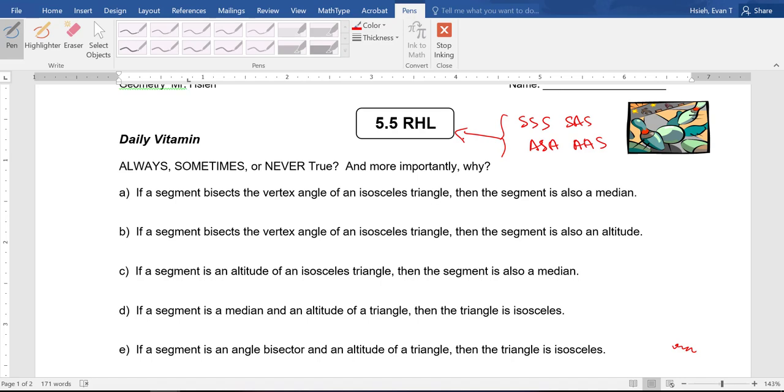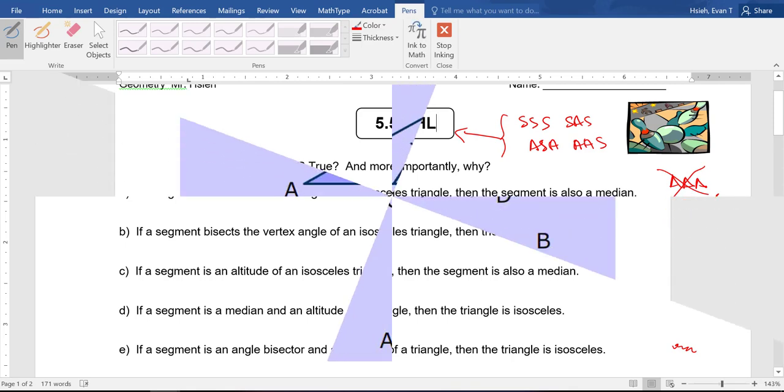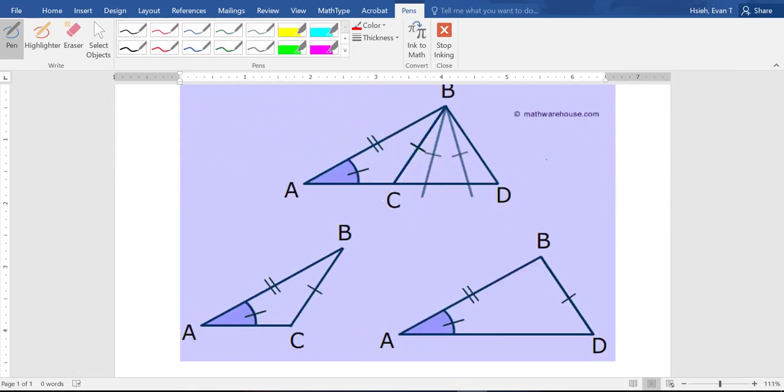And we said that we can't do AAA and we cannot do the bad word. Well, let's take an aside and talk briefly about why we cannot do SSA, the bad word. We're going to talk about why we cannot do side-side angle, or the bad word.